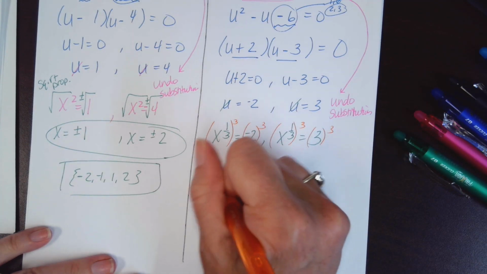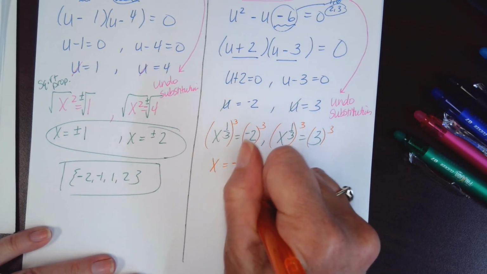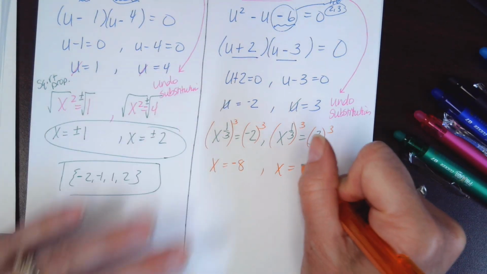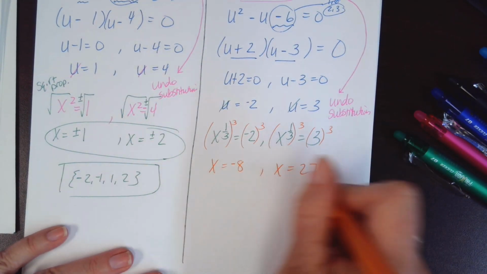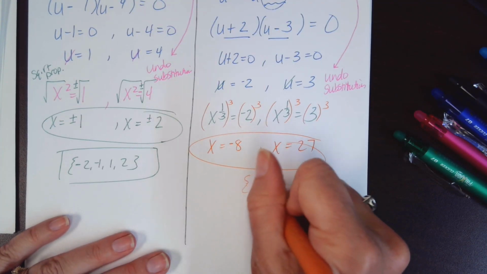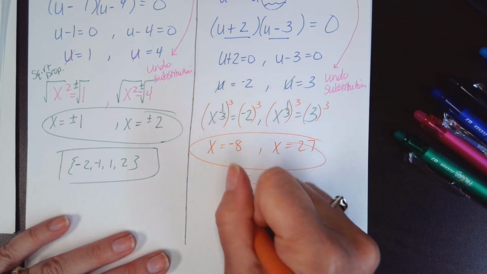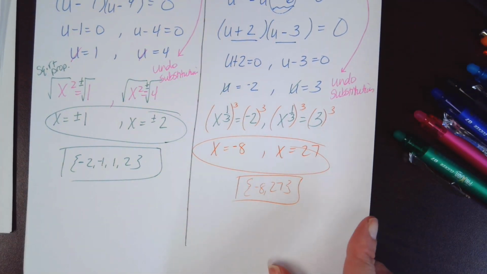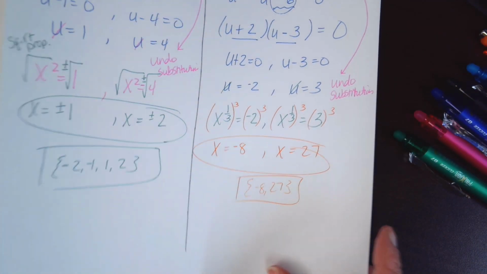1/3 times 3 is just 1, so x is -8. Right here, x is 3, 9, 27. You are welcome to use your calculator for those as well. And we can write it as x equals, or we can write it in fancy braces. I'm happy either way. Pay attention to what your MyMathLab says.